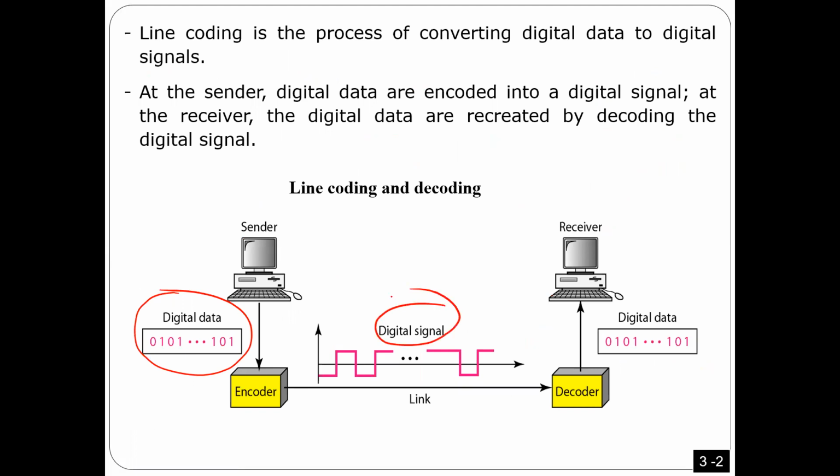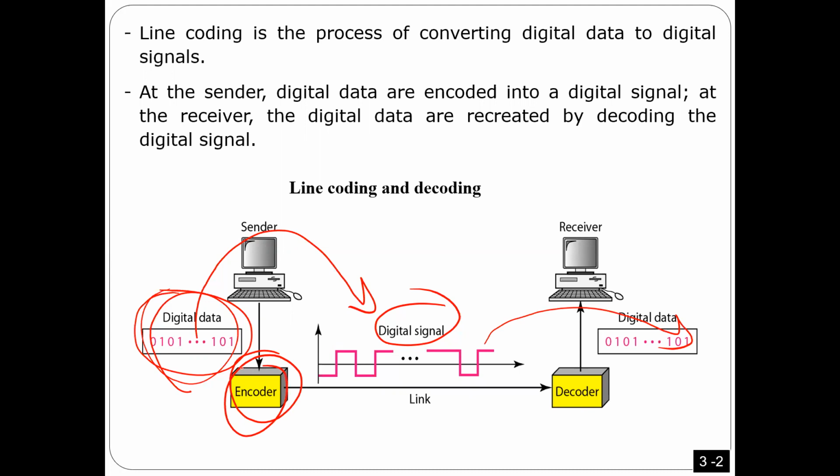So what we do here, we need to use an encoder and a decoder. The encoder is going to take digital data and convert it to a digital signal. The decoder is going to do the opposite. It's going to convert the digital signal back to digital data. Before, we are going to teach different ideas for this encoding. How can we do encoding?